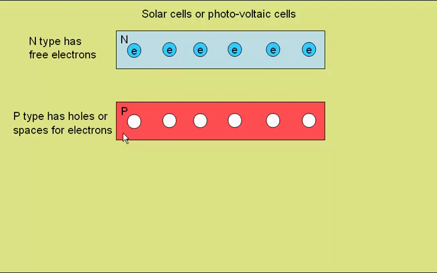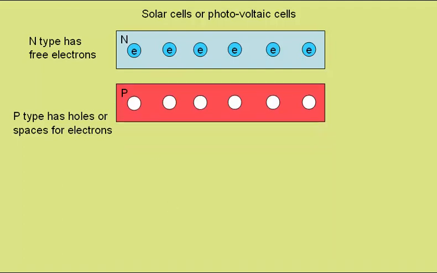The P or positive type here is contaminated or doped with a small amount of boron atoms. This has a lack of electrons, leading to spaces or holes. These act as if they're positive charges that are able to move around and carry charge.